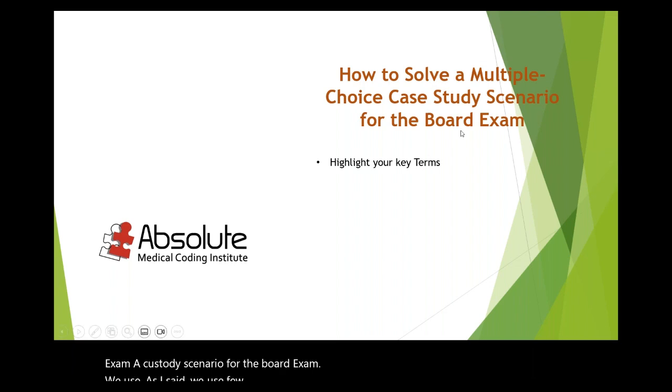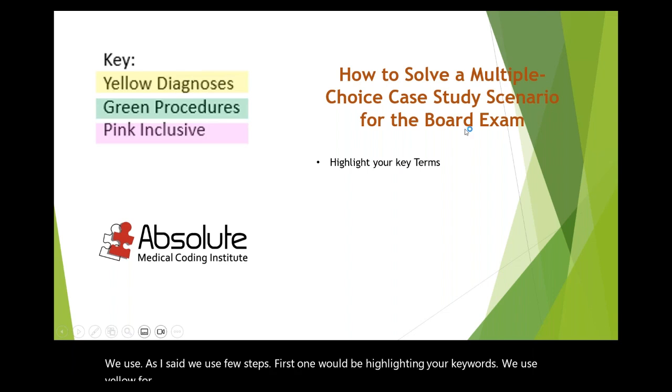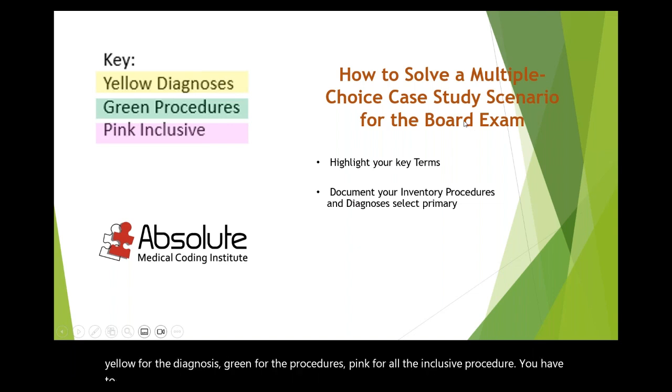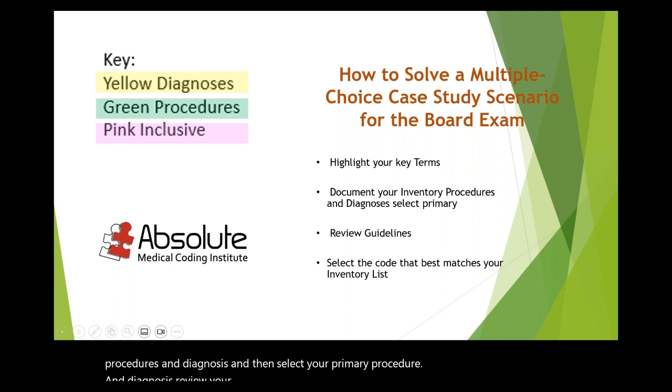First one would be highlighting your keywords. We use yellow for the diagnosis, green for the procedures, pink for all the inclusive procedures. You have to highlight the keywords first. Second step would be to document your inventory, procedures, and diagnosis, and then select your primary procedure and diagnosis. Review your guidelines, and select the code that best matches your inventory list.